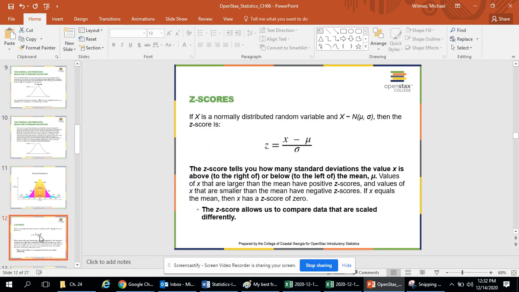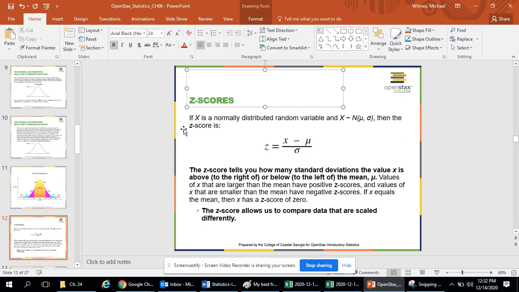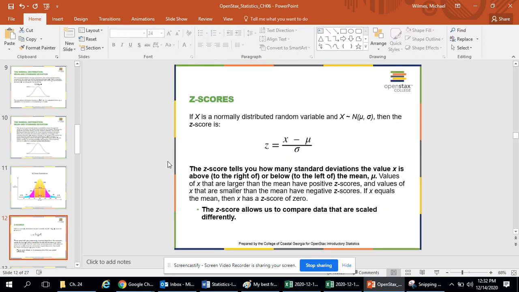So what we're going to be doing is calculating something called a z-score. This is really important. It's going to show up in our next few chapters. So a z-score is only going to work for a normal distribution. So whenever you see a normal distribution, this capital N or this shape, you should think a z-score will probably be involved. So this is x is normally distributed with a mean and a standard deviation.